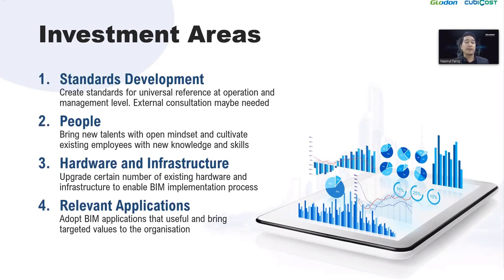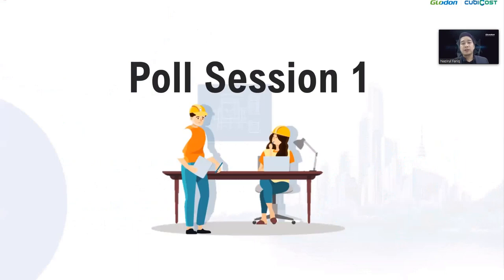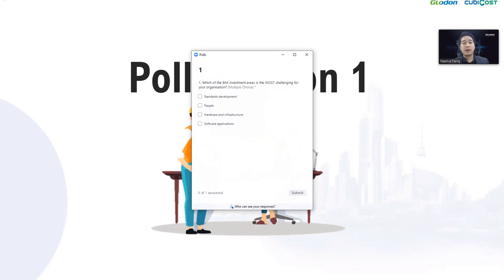Okay, maybe you have any additional suggestions on the early parts of the investment. You can drop them in the chat box as well. I would like to hear from you what else I perhaps am not really emphasizing. So let's look at which of the BIM investment areas is the most challenging for your organization. Just now I explained the 4 key areas, so we would like to know which areas your organization finds challenging for the early adoption. We would like to hear more from you.